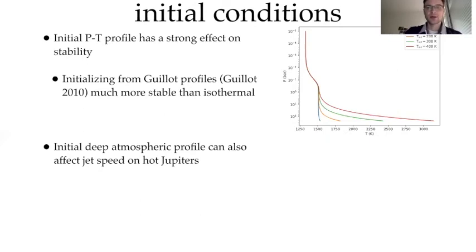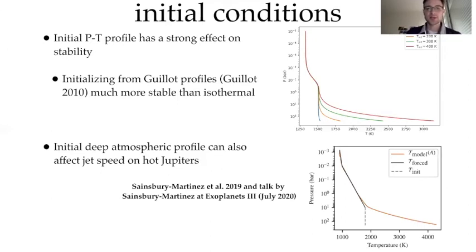Now, there's another interesting result that I saw, which is not from our model, it's from a different group: the initial deep atmospheric profile can affect the jet speed. This was presented by Sainsbury-Martinez at Exoplanets 3, and what they were finding was that if they initialize the deep atmosphere with an isothermal structure rather than an adiabatic structure, they have an increased wind speed in the upper atmosphere. I think this has to do with the fact that an adiabatic atmosphere will suppress gravity waves, and you won't have so much angular momentum transfer between the deep and the upper atmosphere.